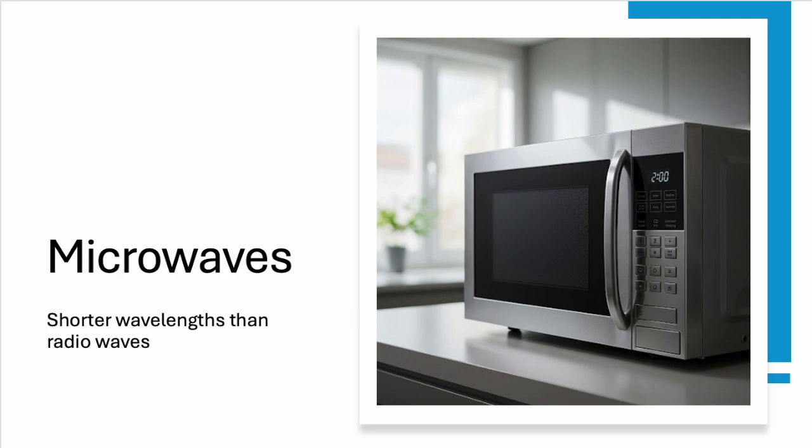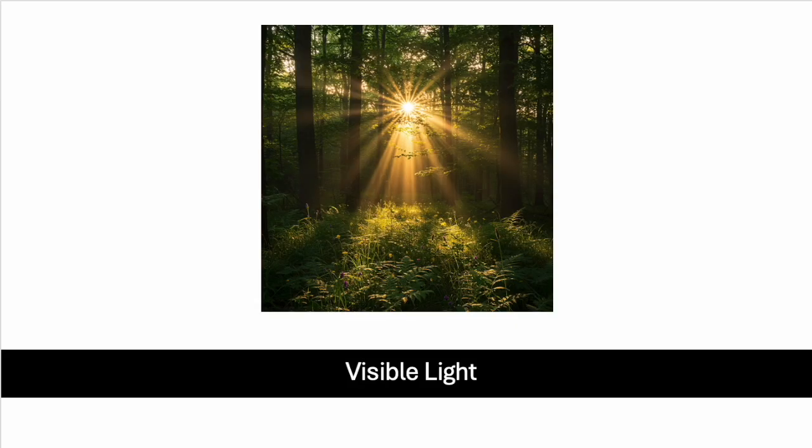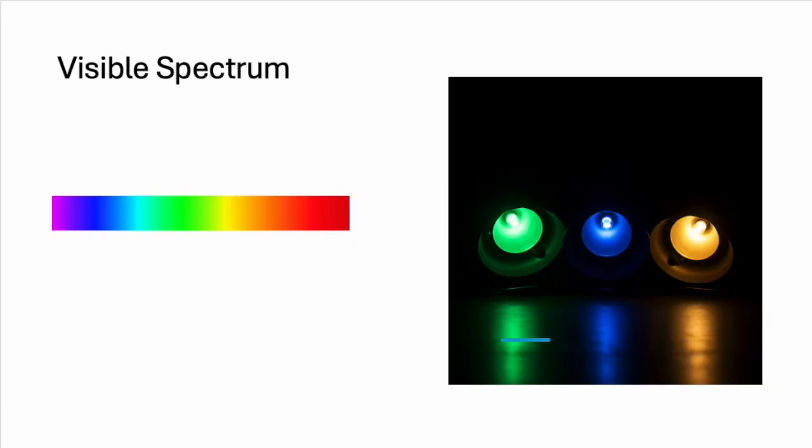Infrared radiation. This is a type of heat radiation that we can feel as warmth. It's also used in some remote controls and thermal imaging cameras. Visible light. This is the type of electromagnetic radiation that we can see with our eyes. Visible light consists of a range of colors, from red to violet.